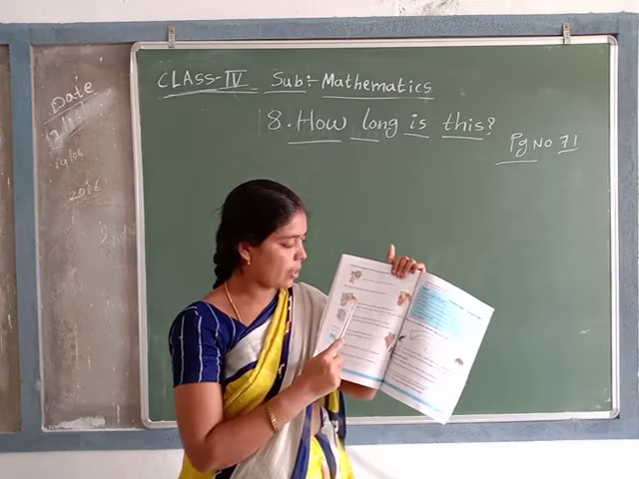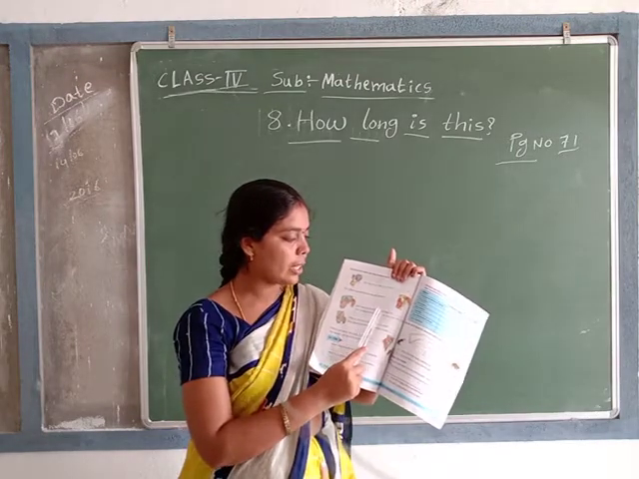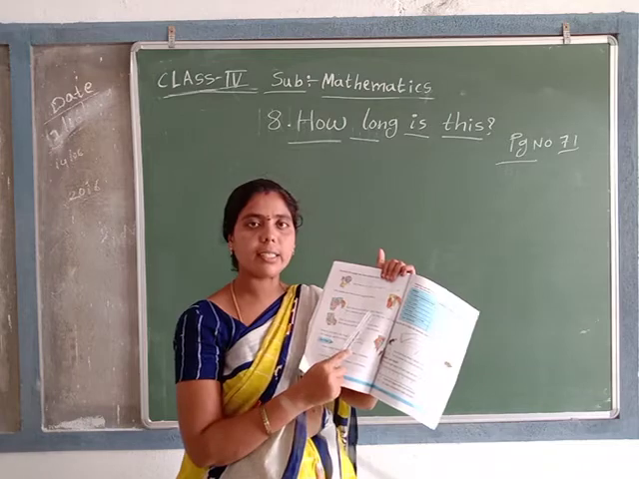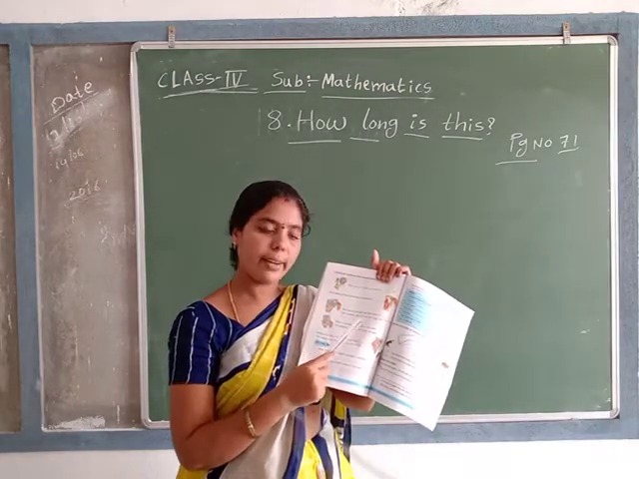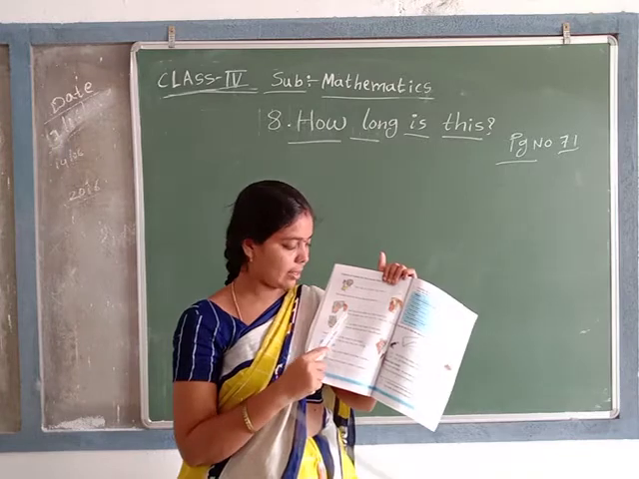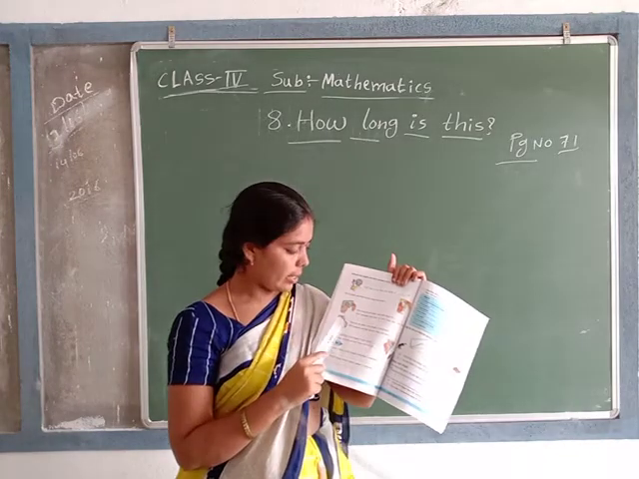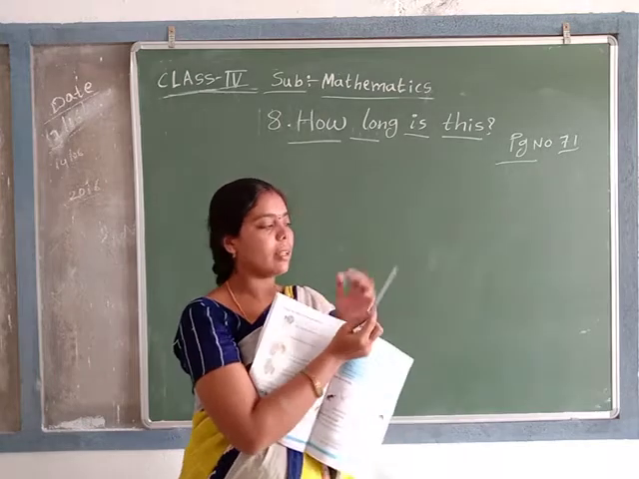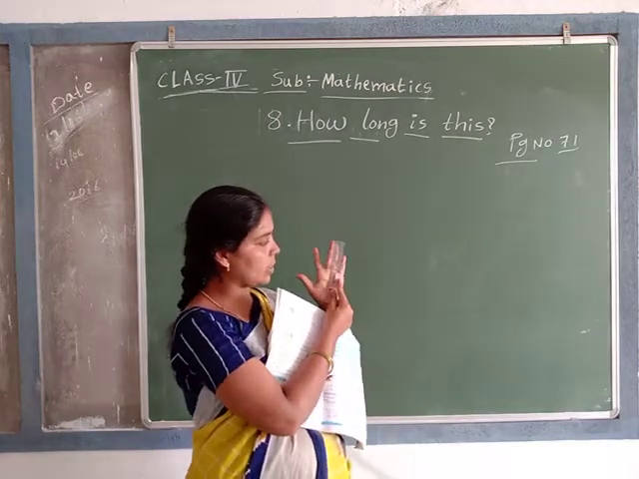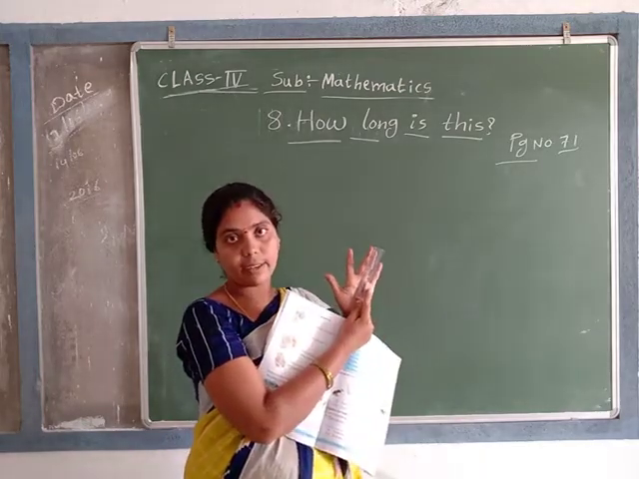Here also the same. How long do you think your little finger is? Think about it, and now find it and write next to it. Here also the same. How long do you think the length of the palm is? Find the length of the palm. Okay, children?